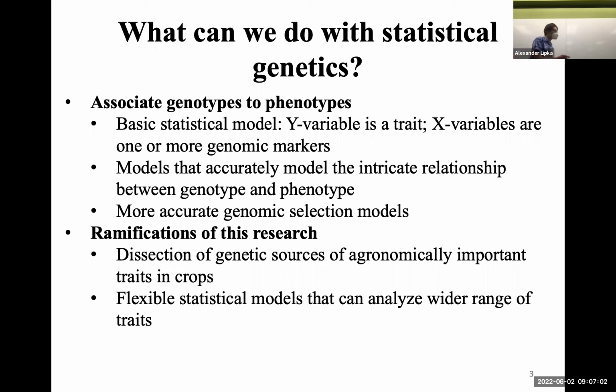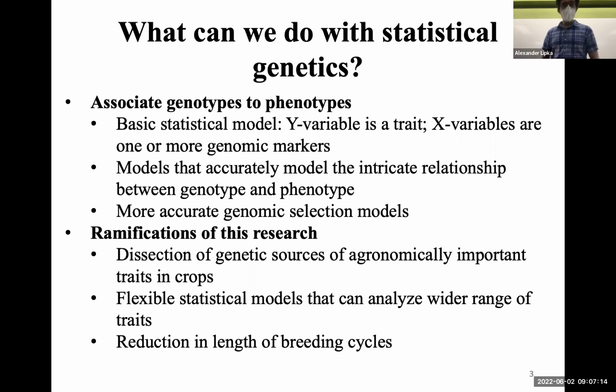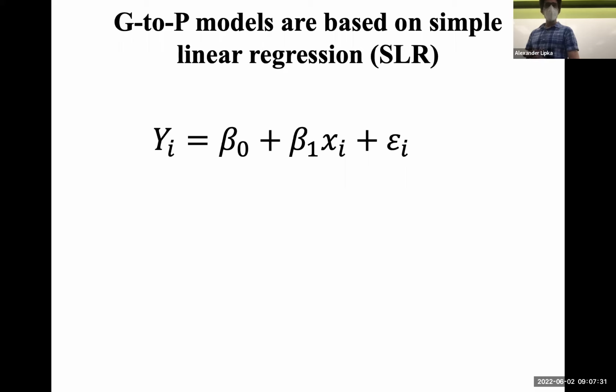Maybe you will have a trait that is not continuous but discrete, like the number of leaves on the plant or the number of stomata on the leaf. And if we use an accurate genomic selection model and apply it to the material taught yesterday and tomorrow, we have a really good chance of reducing the length of breeding cycles. So here is the basic statistical model.